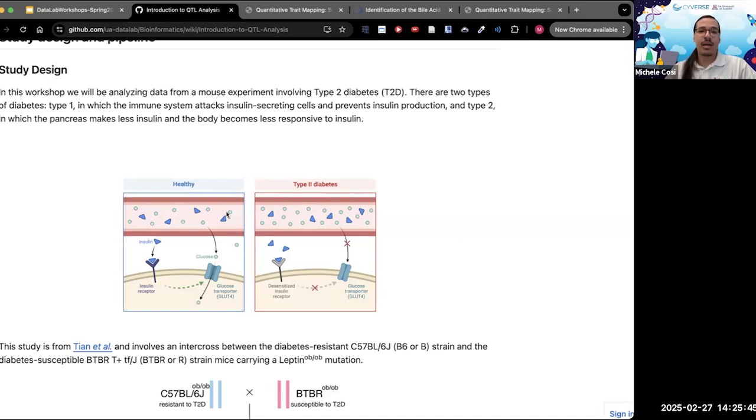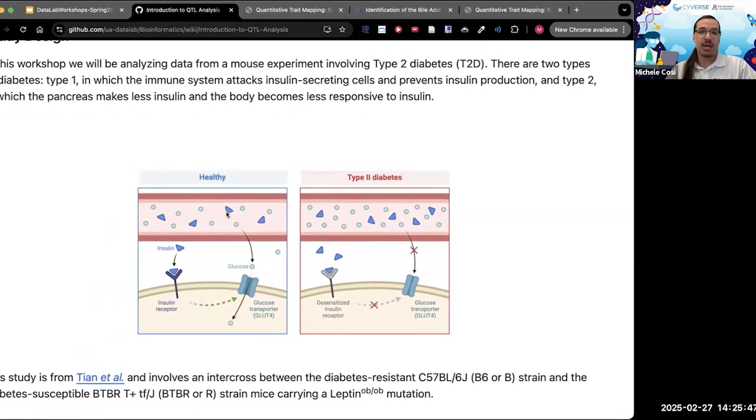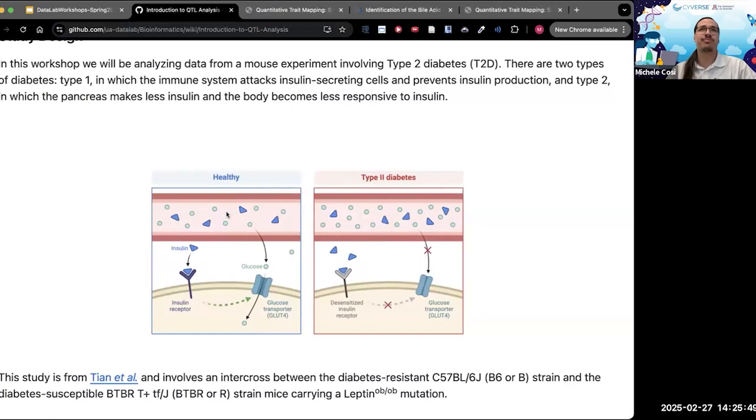Without going into too much detail of what the paper actually covers, what the paper discusses is diabetes, specifically type 2 diabetes. If you do not know, there are two types of diabetes. Type 1 is when the immune system attacks insulin-secreting cells and prevents insulin production, and type 2, which is what is studied in the paper, is where the pancreas makes less insulin and the body becomes less responsive to this insulin.